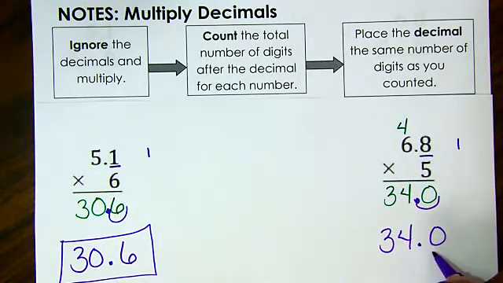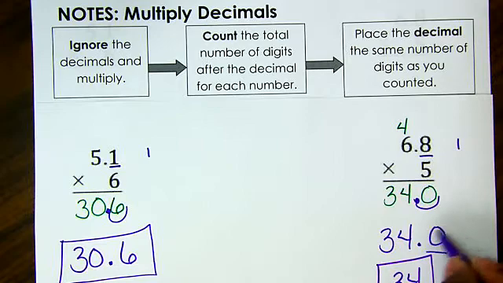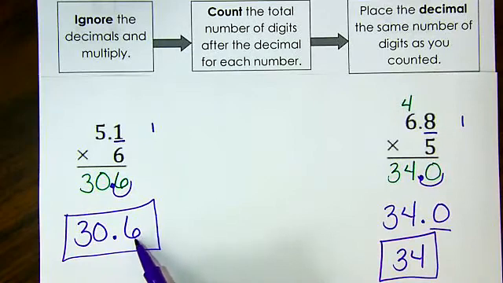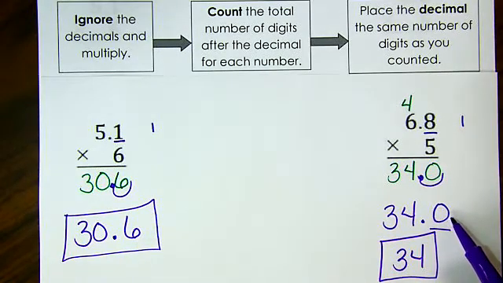Now, because there's a 0 back here, I can actually just write this as 34. There's nothing back here. 0 means nothing. Unlike over here, we had a 0.6, so we can't just drop that. But if there's just a 0, we can drop it and just leave it as a whole number. Okay, let's try one more.